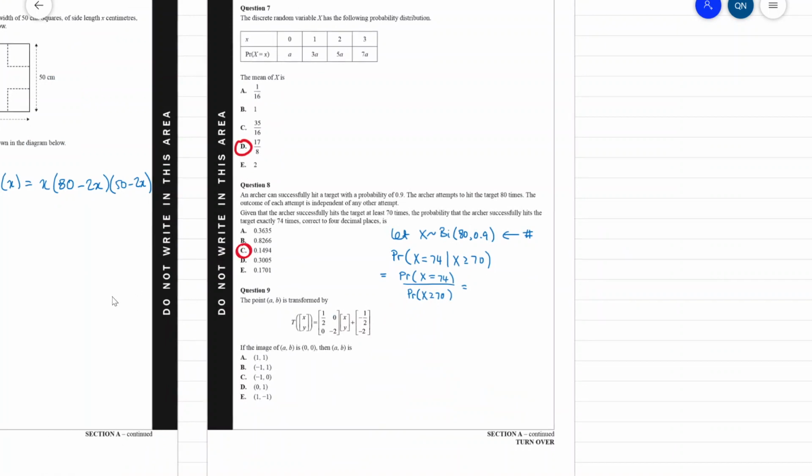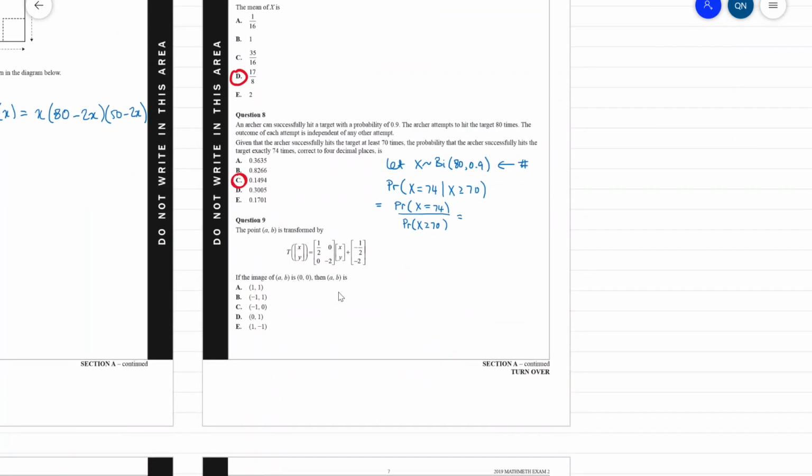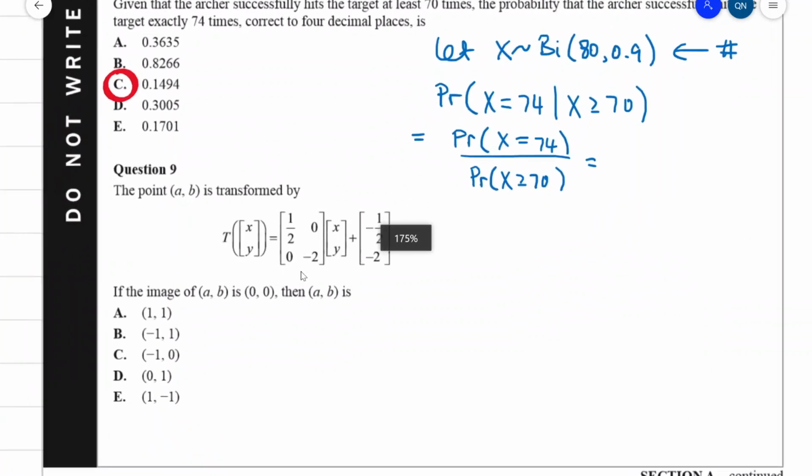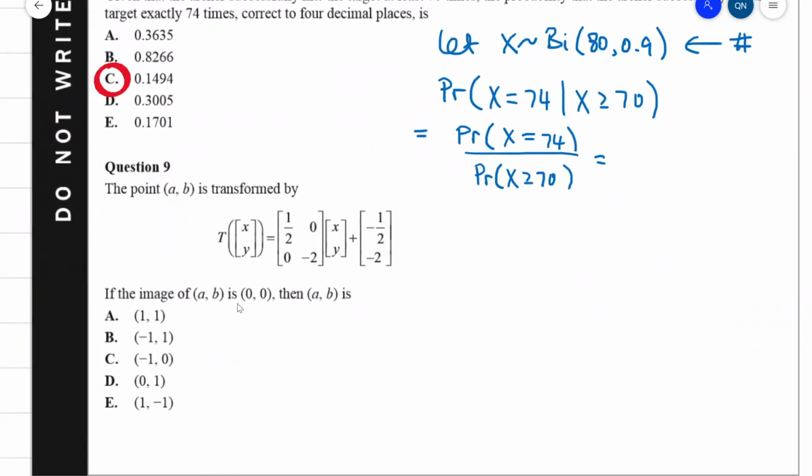All right, question 9. The point (a, b) is transformed by this transformation over here. If the image of (a, b) is (0, 0), then what is (a, b)? So what we're going to do is apply this matrix transformation to (a, b), and we're going to set the resulting coordinate equal to 0.